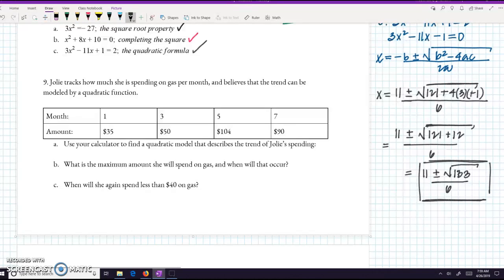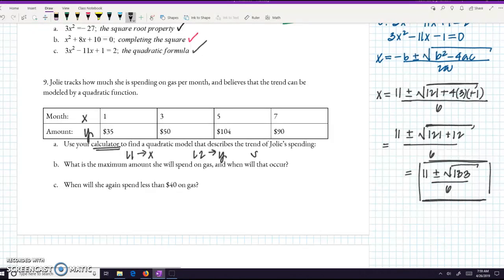So we have the month values. You want to think of these as your X terms, and then we have the amount of money she's spending, which are her Y terms. So it's been a little while since we've done a fit, either a linear regression fit or a quadratic regression fit in our calculators, but it's really easy to find a model. When you have your calculator out, you just want to go to L1, and in L1, you're going to put all of your X values. Then in L2, you're going to put all of your Y values.